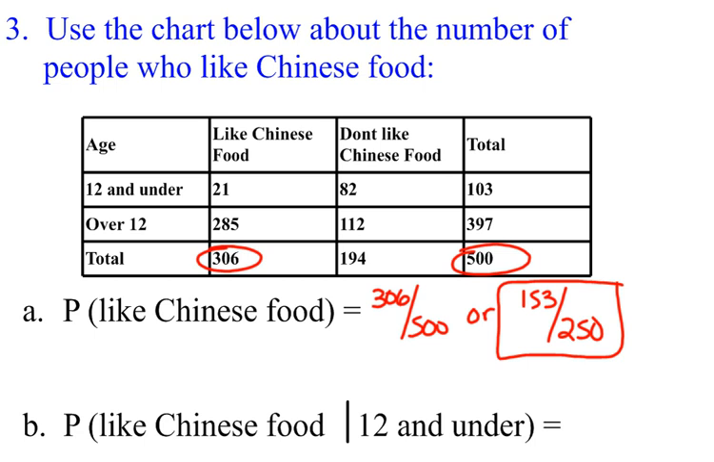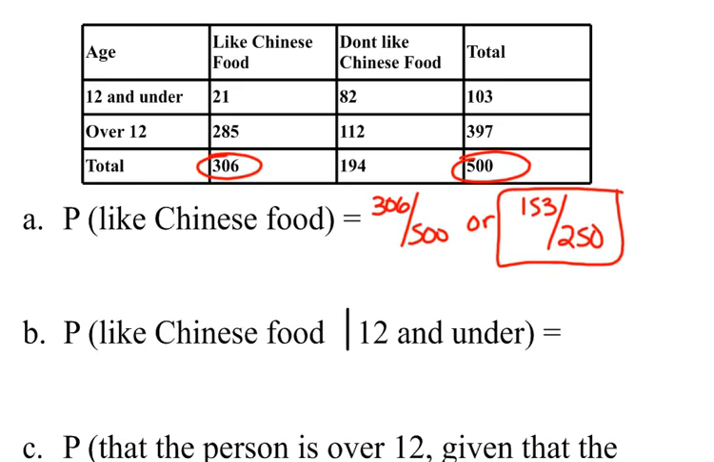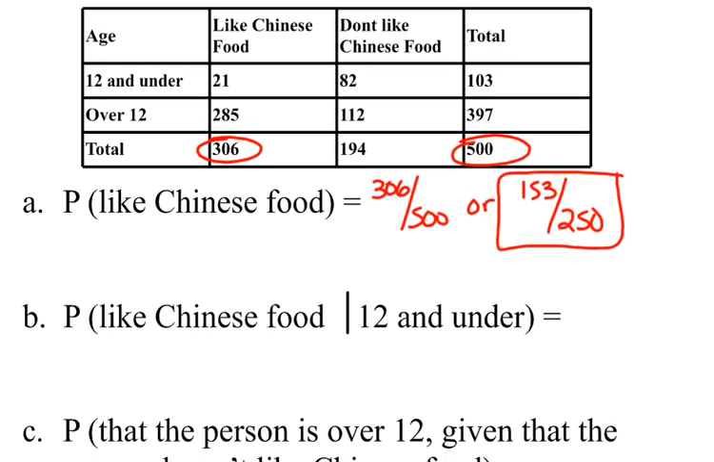So the conditional part comes in here, where it says probability that you like Chinese food given that you are 12 and under. So we are only looking at 12 and under. That's this row right here in our matrix. That's what this would be called, a matrix, when you see data in a form like this. We're only looking at the 12 and under group.